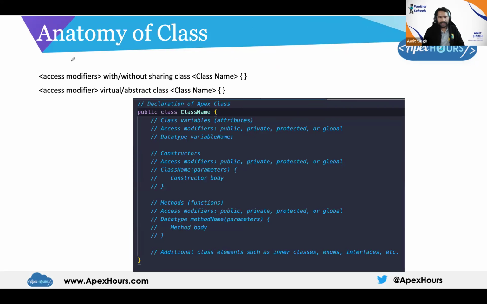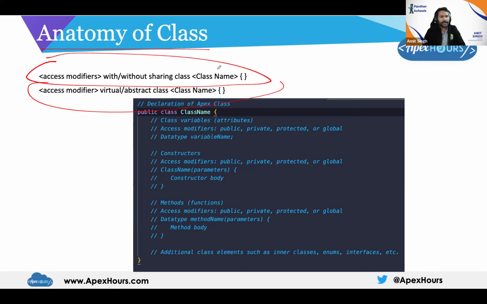Now let's talk about the last topic of the day, that is anatomy of class. We talked about it, right? A class is a blueprint that is responsible for creating one or more objects. Now, how the class looks like, how we create the class, that is what we are going to see next. So here is the syntax of your class, how you can define classes in Salesforce, okay?